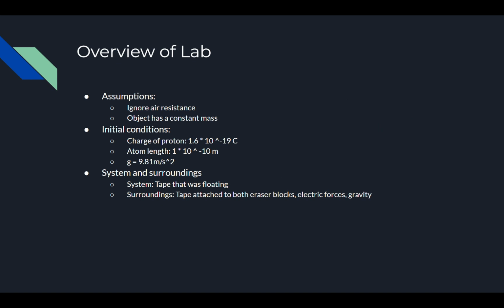For an overview of the lab, some assumptions were that I would ignore air resistance, that the object would have a constant mass, and that the electrons would be spread uniformly along the tape. Some initial conditions were that the charge of a proton is 1.6 times 10 to the negative 19th coulombs, the length of an atom is 1 times 10 to the negative 10th meters, and gravity is 9.81 meters per second squared. The system was the tape that was going to be floating, and the surroundings were the tape attached to both eraser blocks, as well as electric forces and gravity.